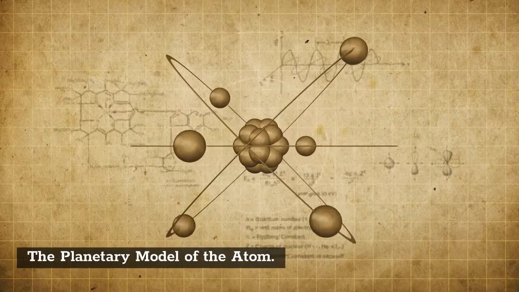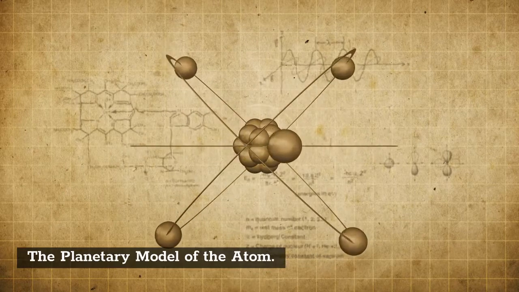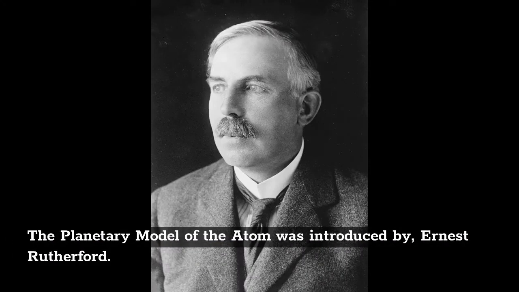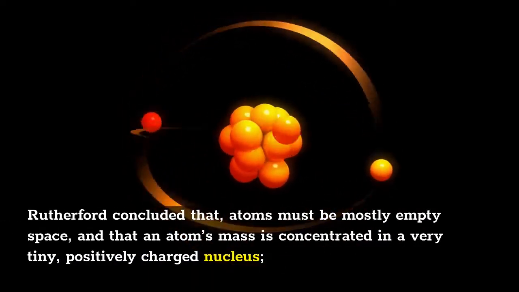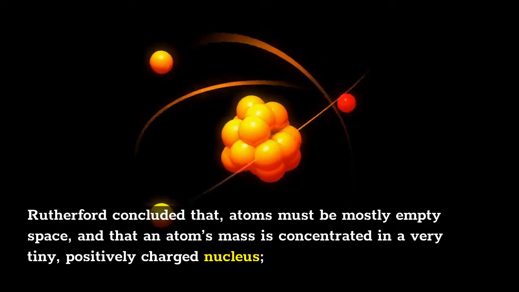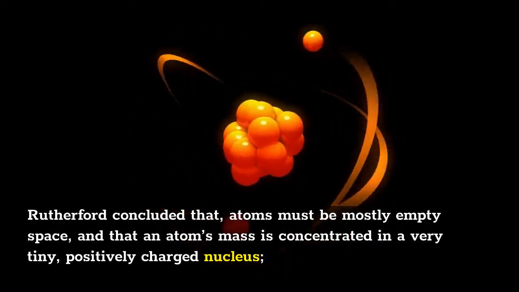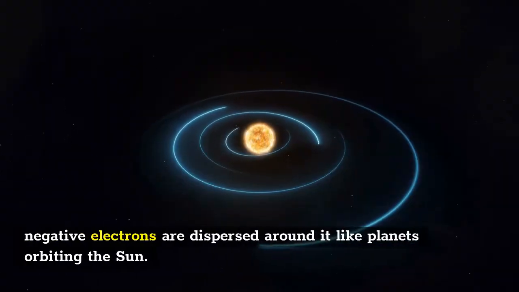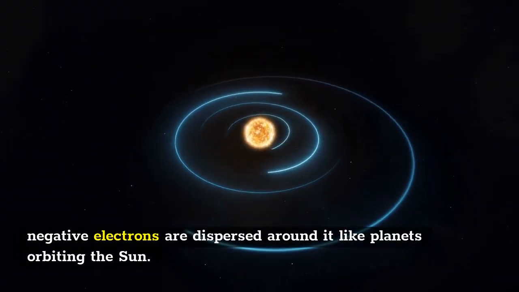The planetary model of the atom. The planetary model of the atom was introduced by Ernest Rutherford. Rutherford concluded that atoms must be mostly empty space, and that an atom's mass is concentrated in a very tiny, positively charged nucleus. Negative electrons are dispersed around it like planets orbiting the Sun.